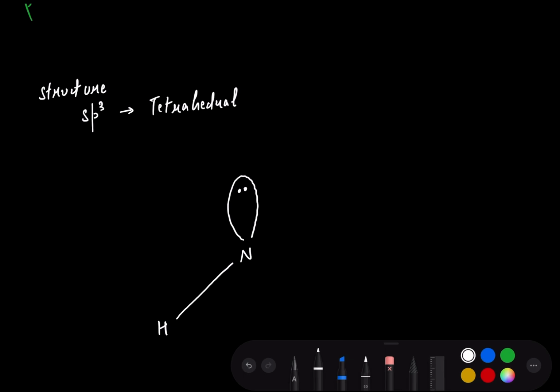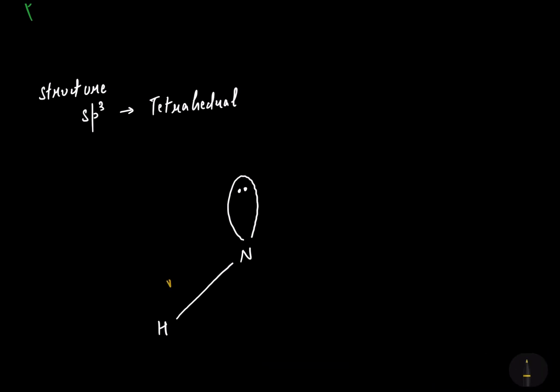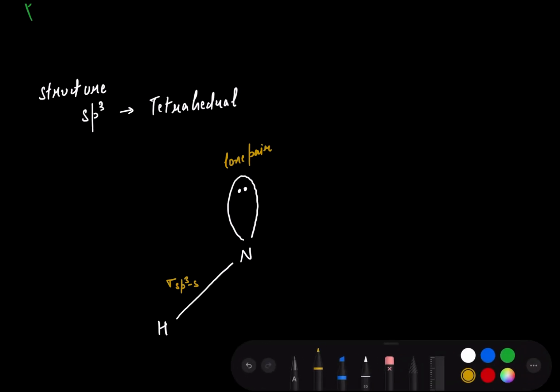Now let me mark the type of sigma bond. This sigma bond is obviously sp3s, that has been formed by the head-on overlap of sp3 hybrid orbital of nitrogen with the s orbital of the hydrogen. Now this sigma bond and this lone pair are present on the screen.